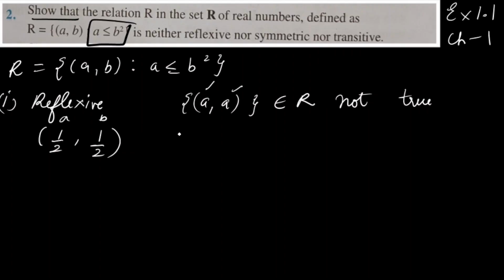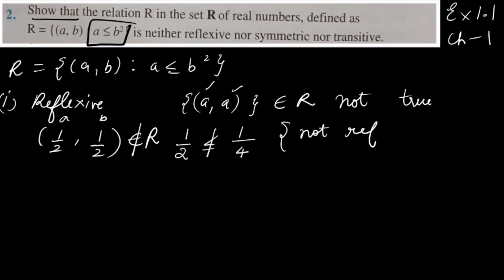So you can see here, 1/2 is not less than or equal to (1/2)². (1/2)² is 1/4, because 1/2 is 0.5 and 1/4 is 0.25. So 0.5 is not less than 0.25. That means the ordered pair (1/2, 1/2) doesn't belong to R. If it doesn't belong, this means the relation is not reflexive.